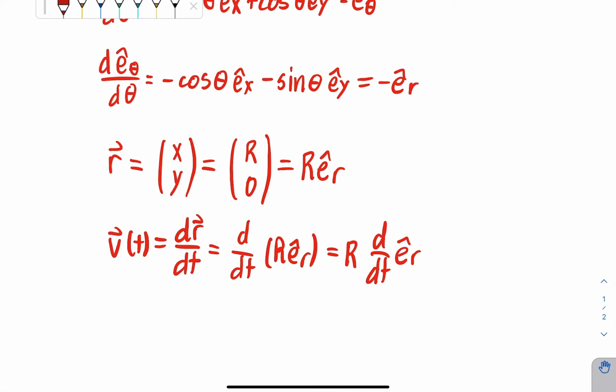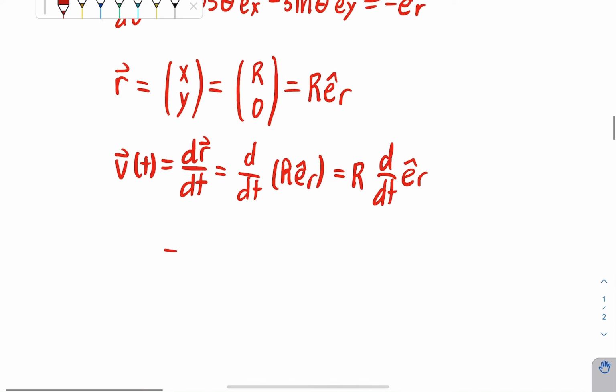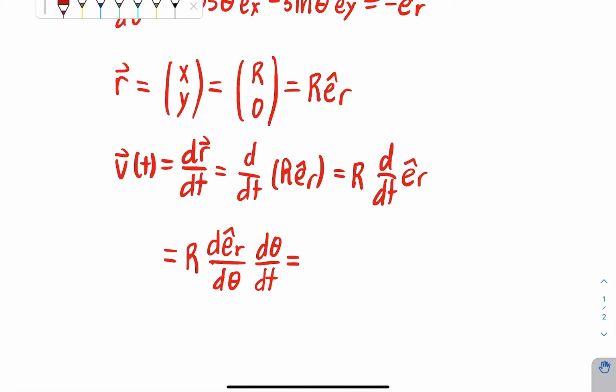We only really know right now how to take the derivative with respect to theta. So what we're going to do is use the chain rule. We're going to use theta as an intermediate variable. So v of t is now going to be equal to r times the derivative of e sub r with respect to theta, times the derivative of theta with respect to time. Now this is going to be equal to r times omega times e sub theta.